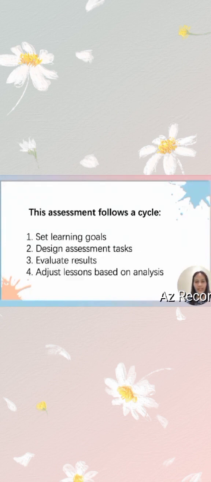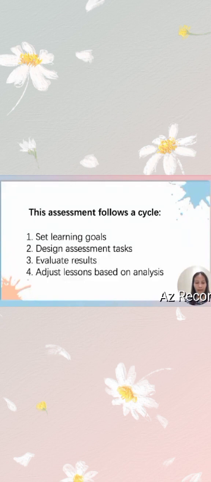So next is design assessment task. So you need to create assessment activities. No? We could give students a short story to read and ask them to circle the past tense verbs. Then they could write a few sentences using past tense verbs themselves.